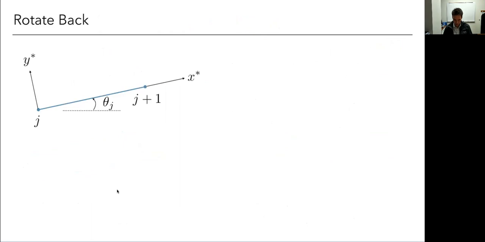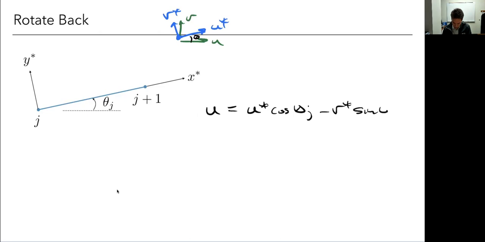Because again, I'm at some arbitrary point here, where X star and Y star are, as I've drawn it. I've got U star and V star, and I just need to rotate it to get U and V so that I can add everything up in a consistent way. Well, that's simple, because this is theta, so this is just a standard rotation. So U is going to be U star cos theta J minus V star sine theta J. And then V is going to be U star sine theta J plus V star cos theta J. And that'll allow us to add them all up.